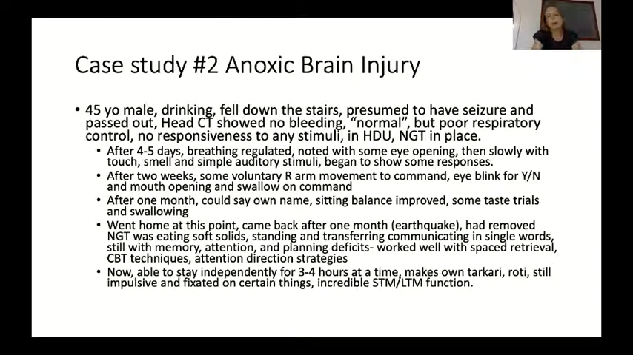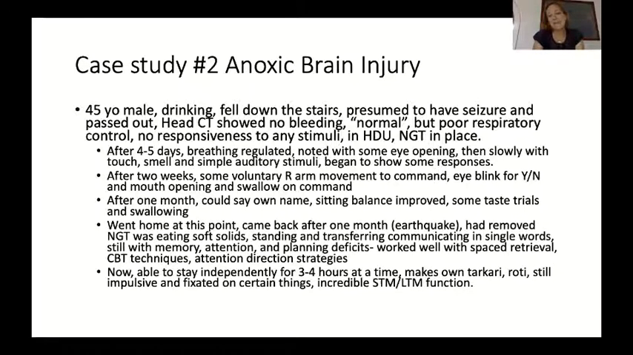After about 4 to 5 days, his breathing was regulated. He needed high flow oxygen for a while. He did not have to be intubated, but he had to be on a CPAP machine to force air into his lungs, but he was able to come off of that. He was noted with occasional eye opening. Actually, I was walking by and I noticed it was my son's preschool teacher in there, and I found out about the case like that.